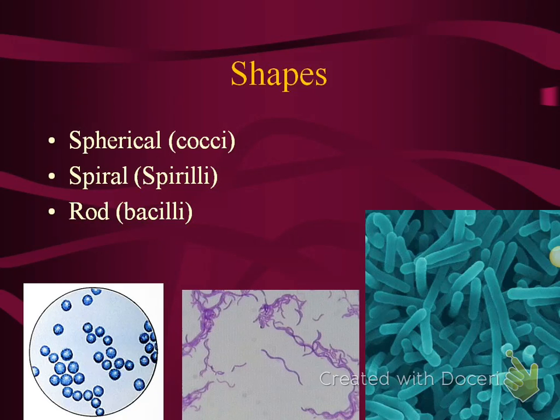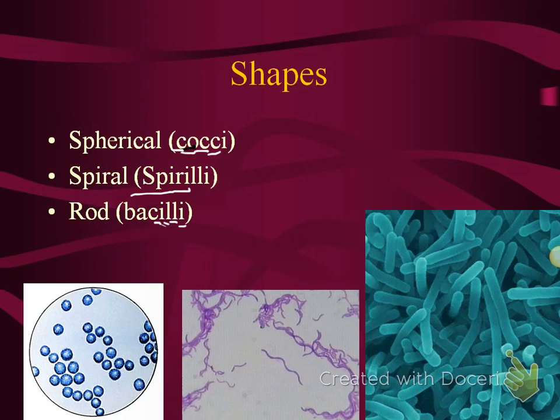For me to remember what's what: the spherical or circular ones, if you look at all the letters, the C's are all round in shape, right? Whereas the rods, the bacilli, are very long, straight letters, right? And so those are the rods. And then the spirillum just looks like a spiral, right? And so those are the three shapes.